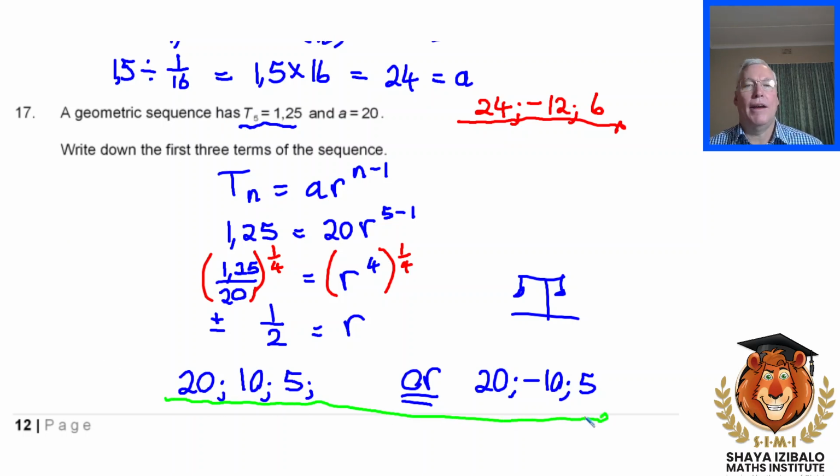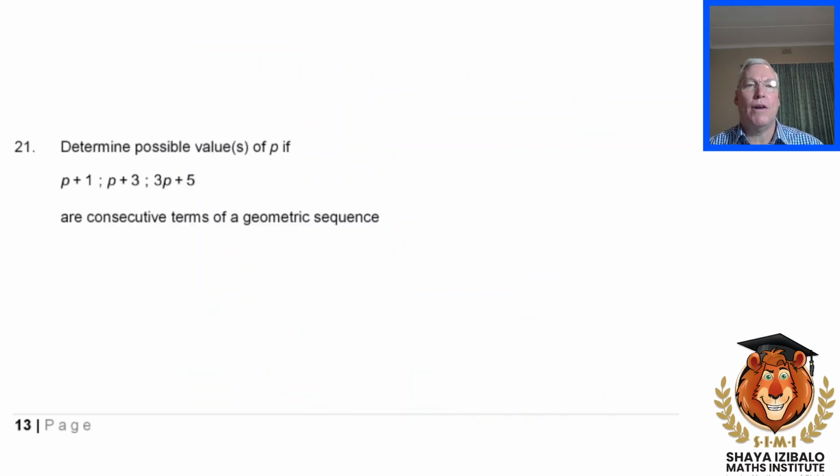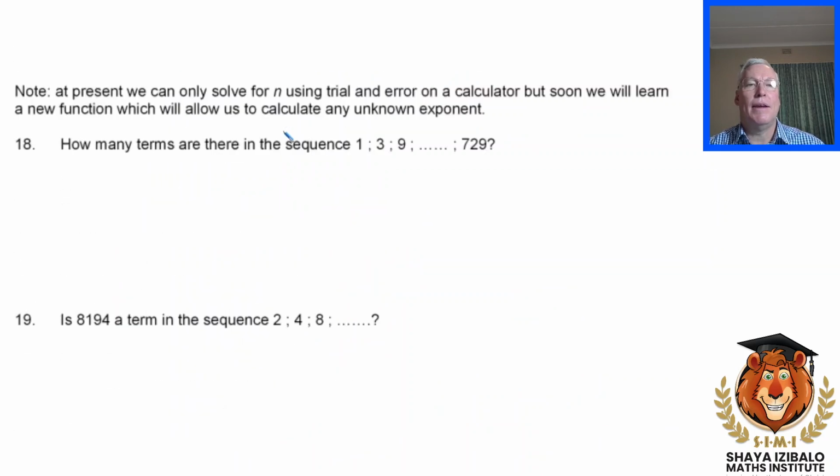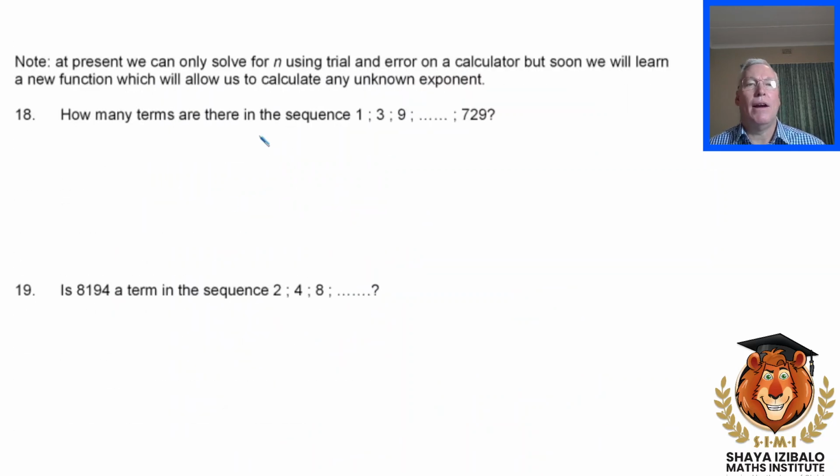All right, let's move on to the next one, number 18. All right. Now at the moment, and we're going to learn later this term, we're going to learn a new function that's going to allow us to solve for exponents. But at the moment, we're going to have to sort of do this by trial and error. How many terms are there in this sequence?